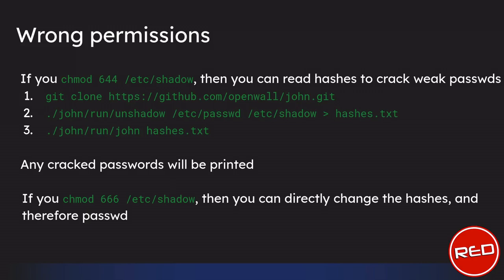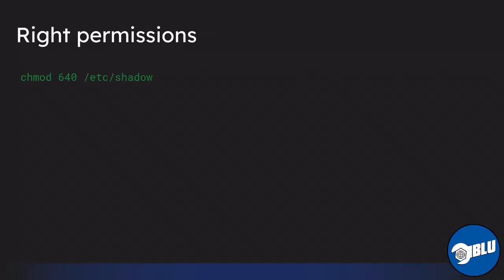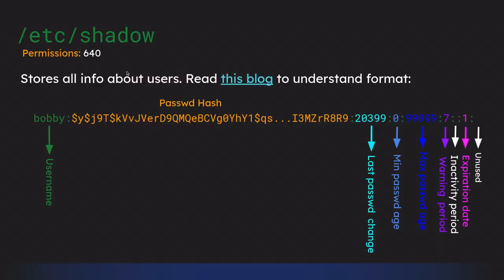So that's what red team can do. What does blue team do in response? They just change the permissions to what it's supposed to be. 640, super simple. Another interesting vulnerability is this is the password hash, but what happens if that is blank?